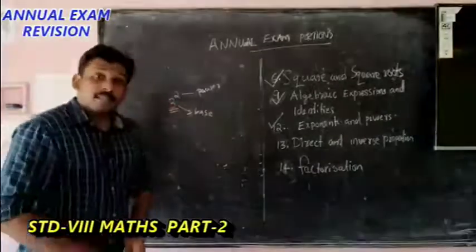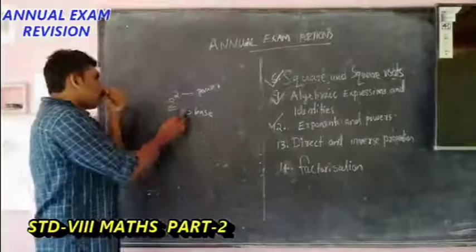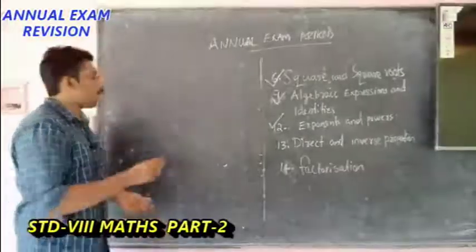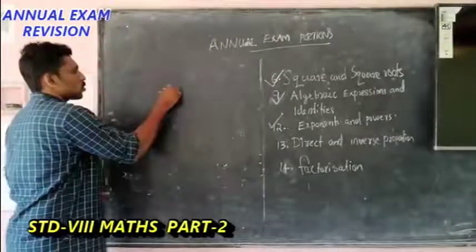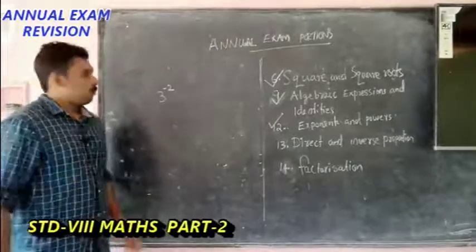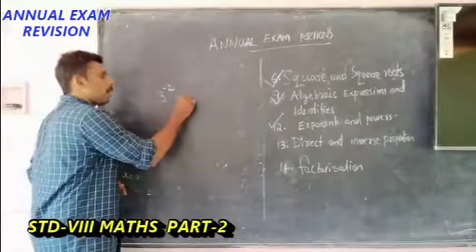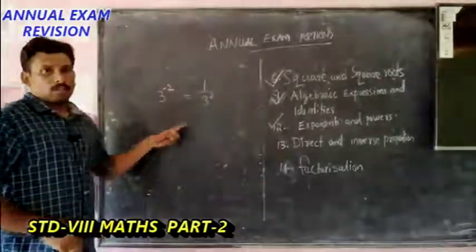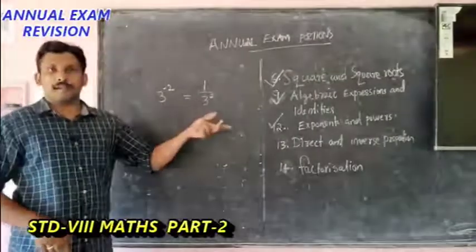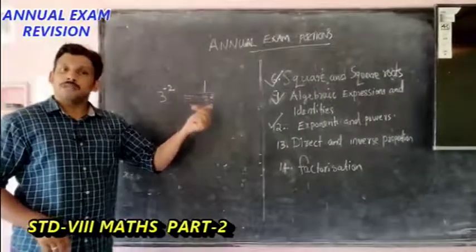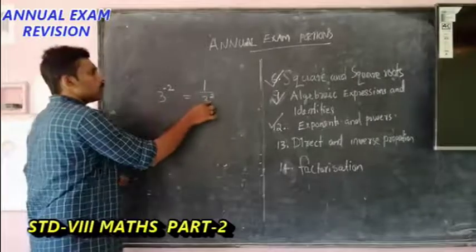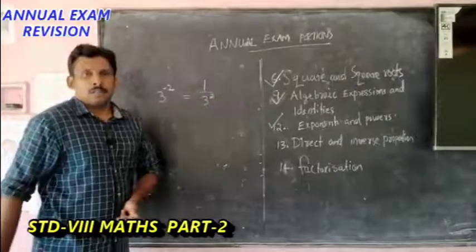In this lesson we have learned what to do when the power is negative. How do we write a negative power? For example, 3 power minus 2 we can write as 1 by 3 square. If it is a positive power, we know 3 square means 3 multiplied by 3.